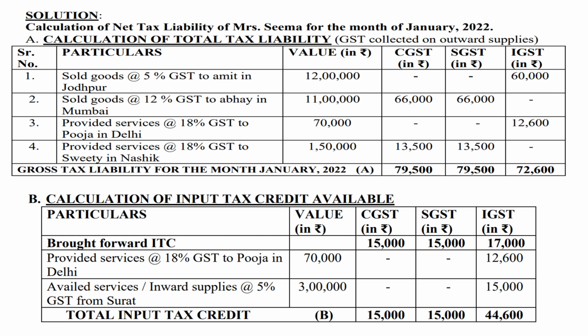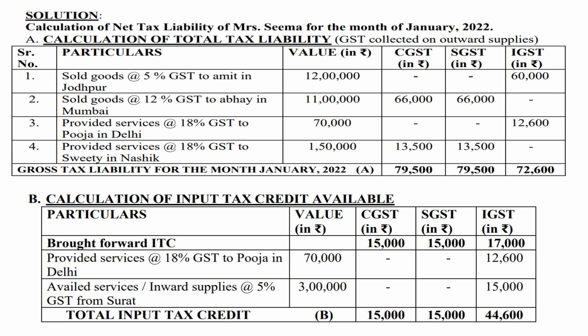Then we have two transactions in our problem sum which have input tax credit. The first is provided service at the rate of 18% GST to Pooja in Delhi. The value is 70,000. Pooja belongs to Delhi, Seema belongs to Maharashtra, so inter-state charges will apply and IGST will be applied. 18% of 70,000 comes to 12,600, which will go in IGST. Then we have inward supply of service at the rate of 5% GST from Surat. This is also a case of interstate. So on 3 lakhs we take 5% and it will go in IGST, 15,000.